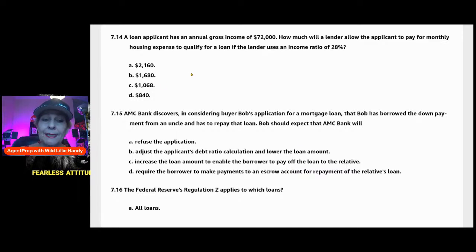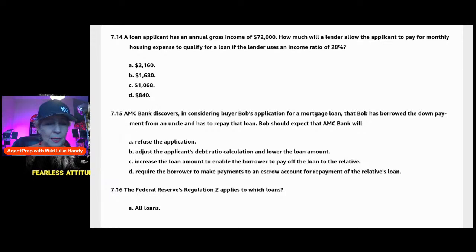A loan applicant has an annual gross income. Okay, annual, pay attention, gross income before deductions of $72,000. How much will the lender allow the applicant to pay for monthly housing expense to qualify for a loan if the lender uses an income ratio of 28%? And lenders will go on the gross amount, and then they start deducting, looking at what other credit they have, not the usual utilities and that type of thing.